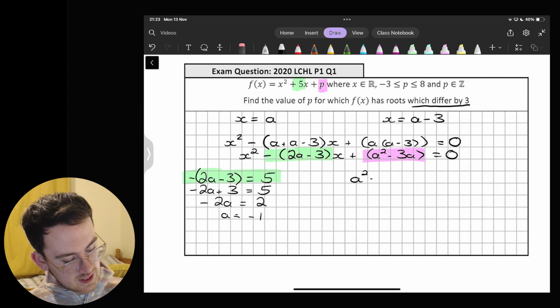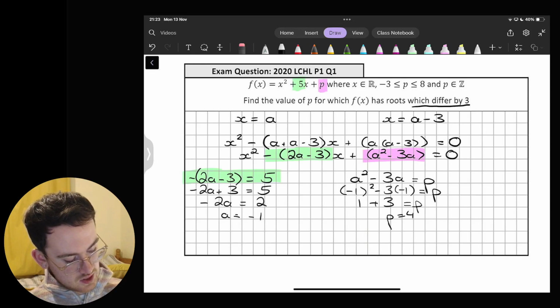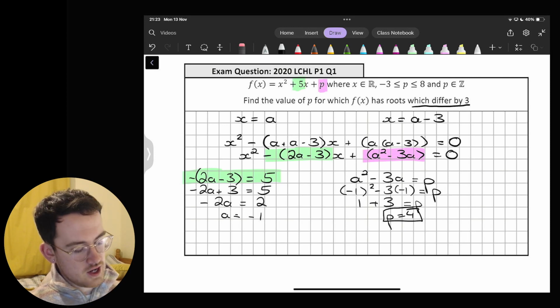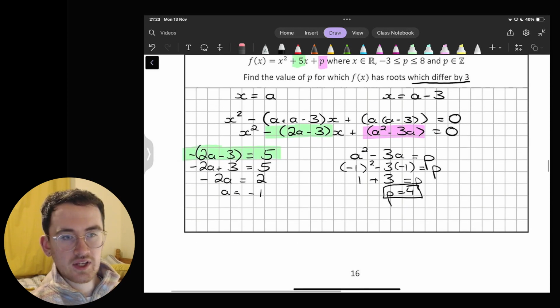I know then that a squared minus 3a is equal to p, and I can sub in that value for a everywhere that we have a. So 1 plus 3 equals p, and I get that p is 4, which as expected is a nice integer. It is between the two results that we have there, the two values that we required.